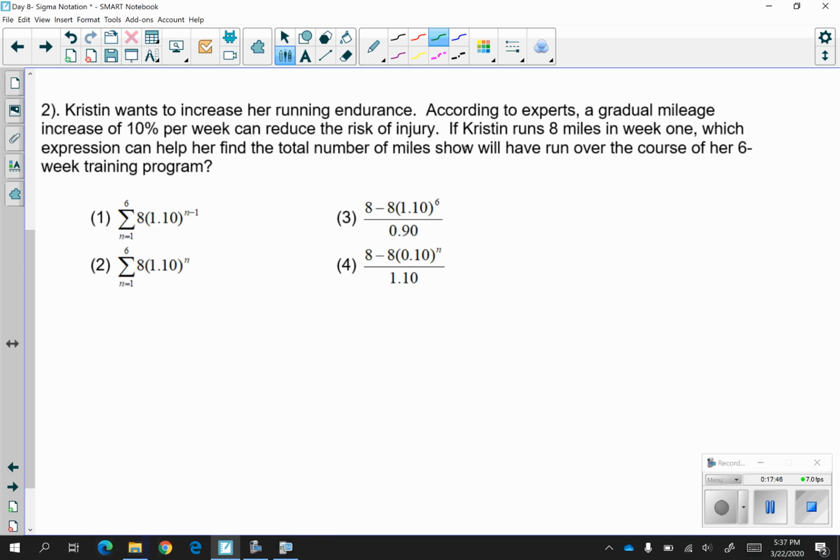There's a typo here. This should say she. So which expression can help her find the total number of miles she'll have run over the course of her 6-week training program? So the typo aside, going through with this problem, we're talking about the total number of miles that she's going to run, right? So that's how I know that we are adding them together.